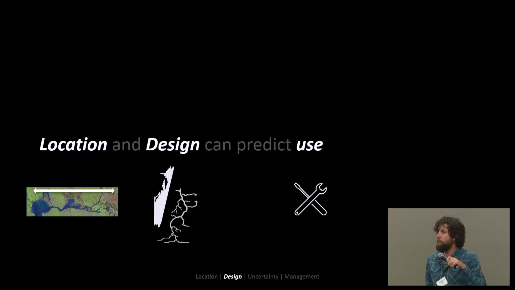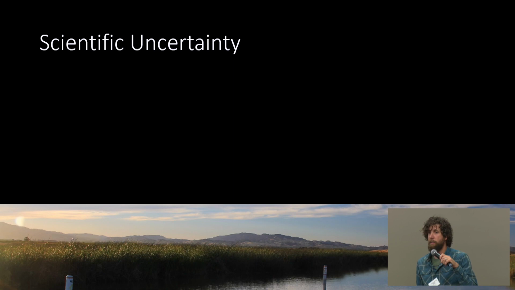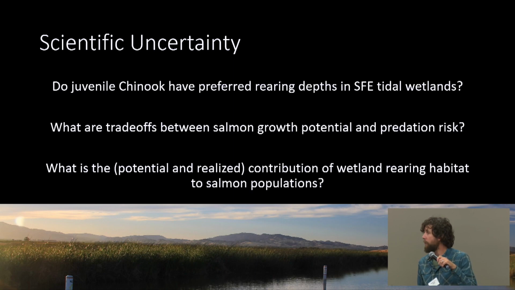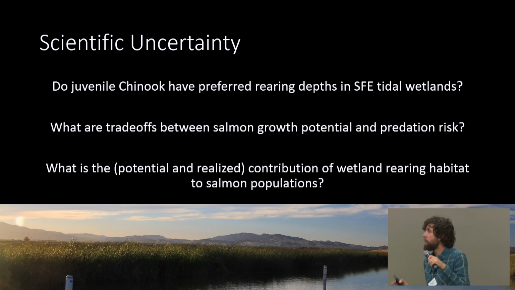Hopefully this has been a relatively convincing survey indicating that we understand a little bit, at least, how location and design can predict use. And we're going to touch a little bit on the uncertainty part of this, right? We don't know everything, and we can dive into the scientific uncertainty with as much detail as we care to. There are many examples just for Chinook salmon. Are there preferred rearing depths? What are the trade-offs between growth potential and predation risk, right? So say that growth potential from the cage study, some of those might have really high predation risk that would offset any benefit from growth.